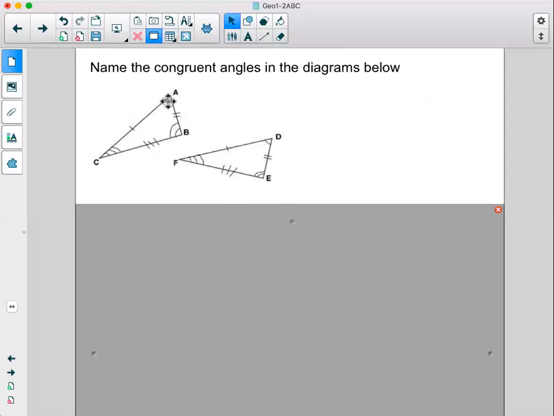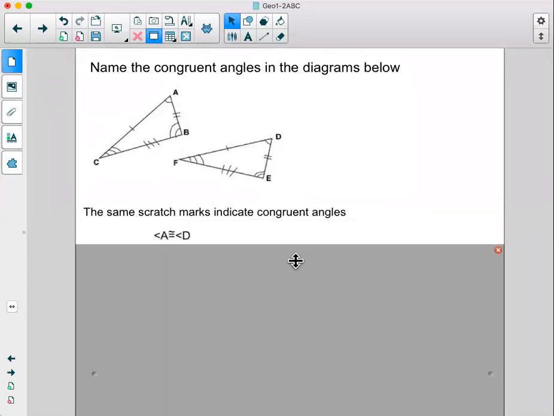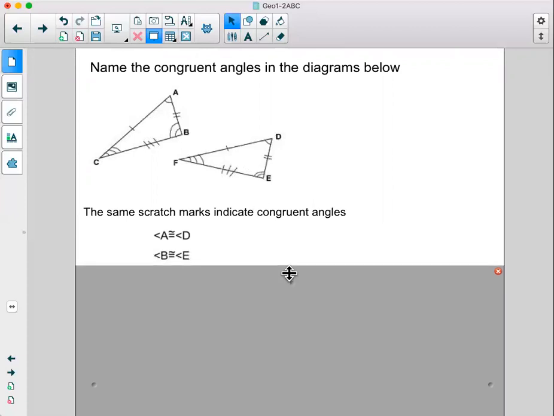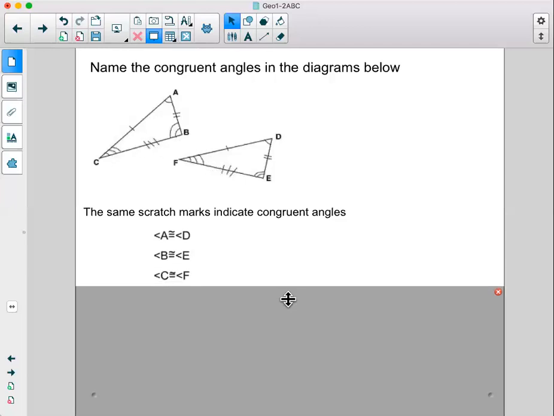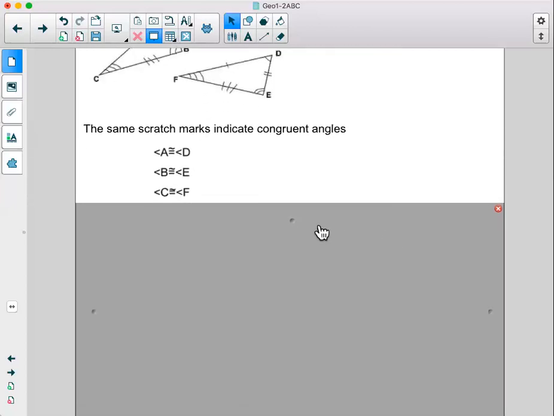Notice D and A both have one scratch, so we know those are the same. Scratch marks indicate congruent angles. So angle A is congruent to angle D. Angle E and angle B both have two scratches, so that means they are congruent to each other. And C and F both have three scratches, so that means they are congruent. So one way you can be told that angles are congruent is if they have the same scratch marks.